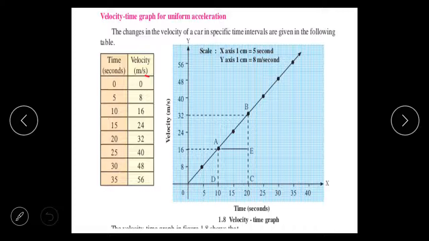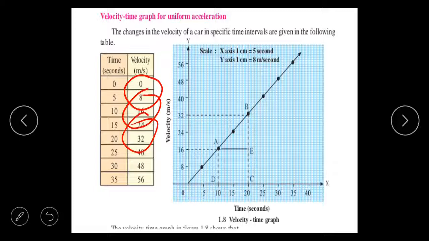If you observe the difference between these two initial points, from 0 seconds to 5 seconds, the difference is 8, again 8, and after the next 5 seconds it is again 8. This means the velocity is changing with a constant value, that is 8 meter per second. Okay, so velocity changes constantly. We can say that it is a uniformly accelerated motion.